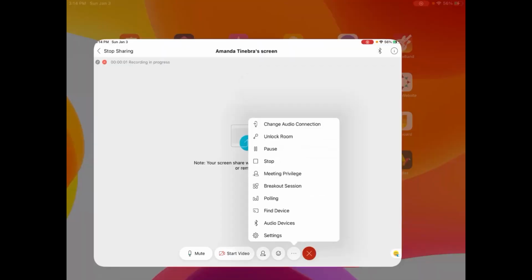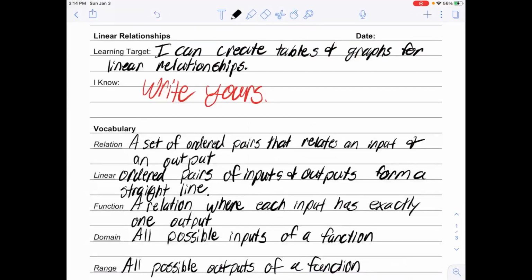All right, for today's video, we are starting our new unit, and we are going to start by talking about linear relationships. So our learning target is I can create tables and graphs for linear relationships. Please write down the date that you're watching this. As always, that just helps you keep your own notes organized. Write down what you already know about this.